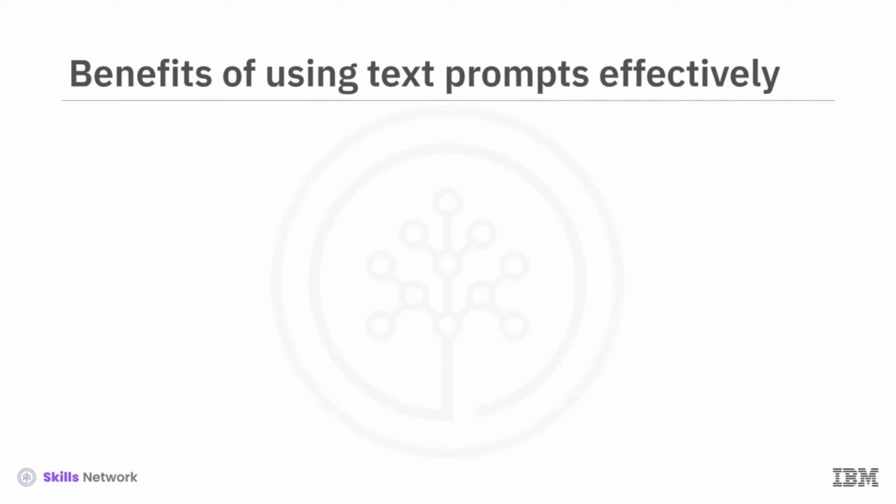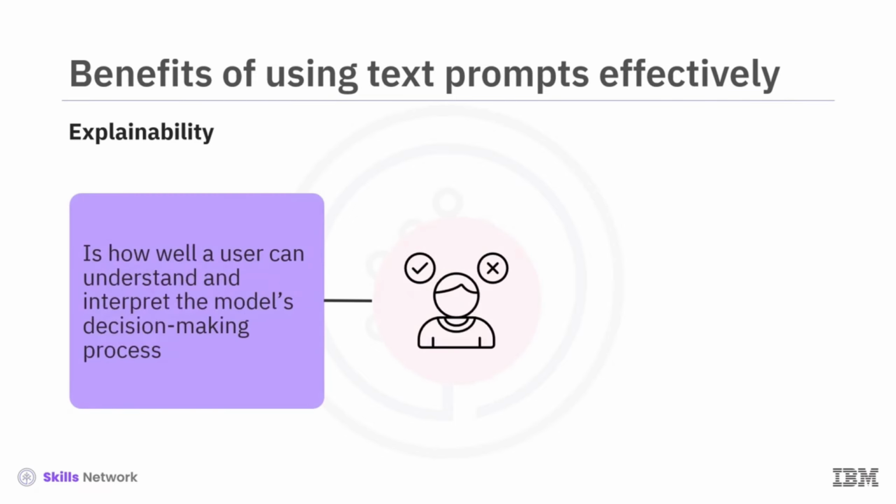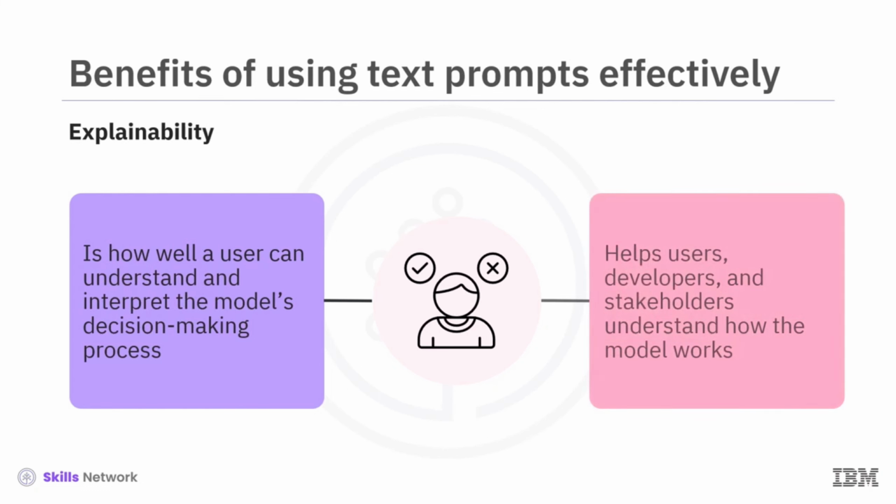There are several benefits when you use text prompts with LLMs using the methods we just discussed. Let's look at some of them. The LLM's explainability is enhanced. Explainability refers to the degree to which a user can understand and interpret the model's decision-making process and the reasons behind its generated outputs. Explainability helps users, developers, and stakeholders understand how the model works, why it makes certain predictions or generates specific text, and whether it can be trusted in various applications.